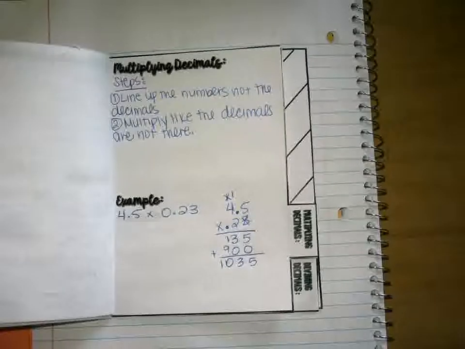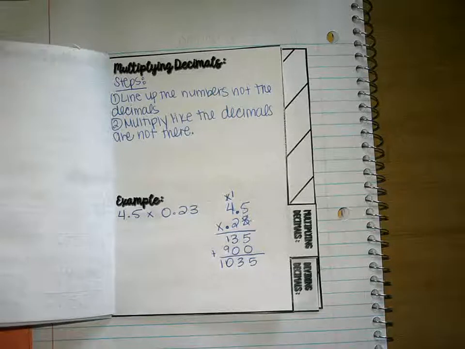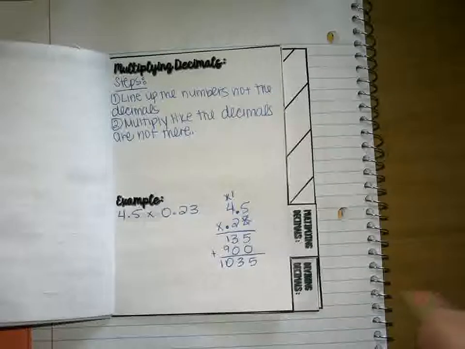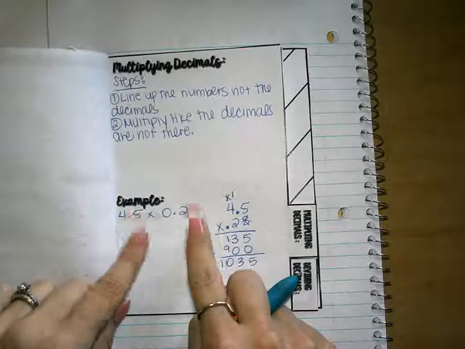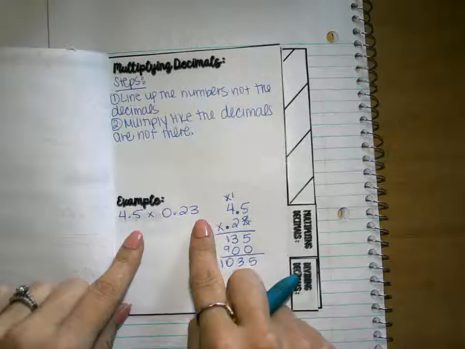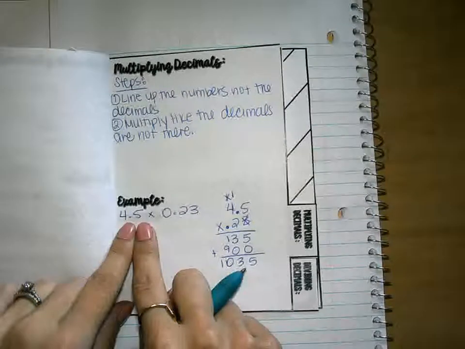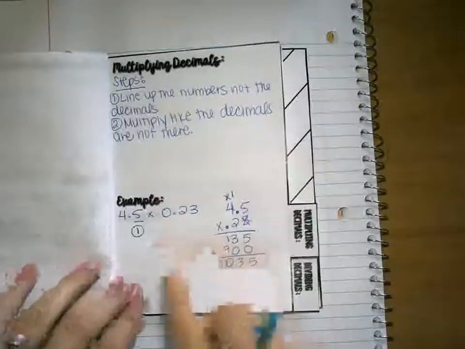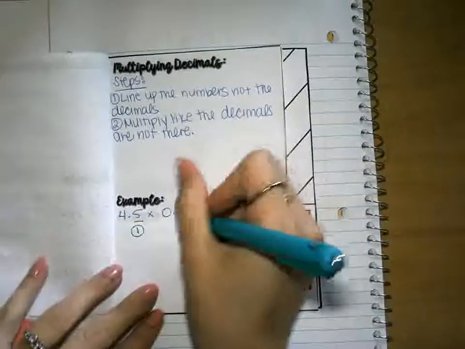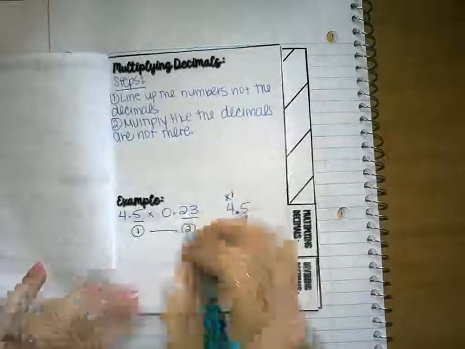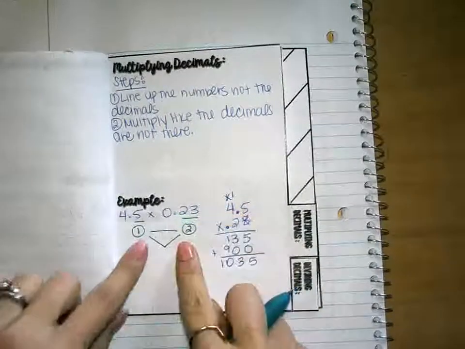Okay, now I need to place my decimal. How do I know where to place my decimal, Caitlin? You count the numbers behind the decimal in both the numbers. Perfect. I look at both my numbers and I figure out how many numbers are behind that decimal. So 4.5, how many numbers are there? 1. I have 1 number. 0.23, how many numbers do I have? 2. So how many numbers do I have behind my decimal altogether? 3.